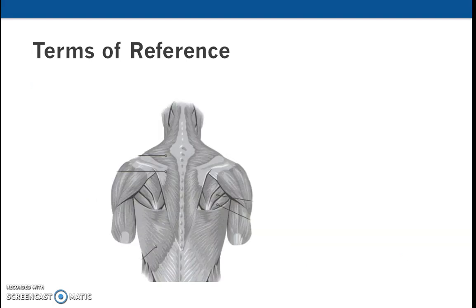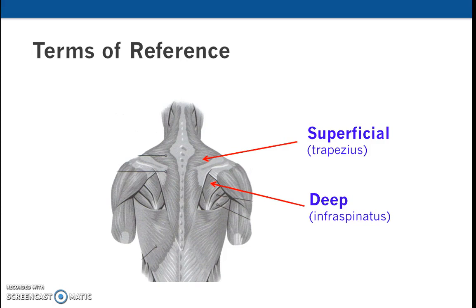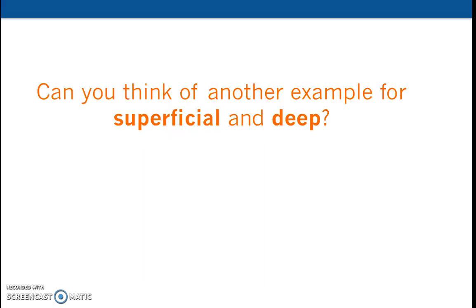Superficial and deep are used to describe layers of muscle, if one muscle is situated over top or underneath another muscle. For example, the trapezius is oriented over top of several muscles, such as the infraspinatus. Therefore, the trapezius is superficial to the infraspinatus, and the infraspinatus is deep to the trapezius. Pause the video and think of another example of superficial and deep.